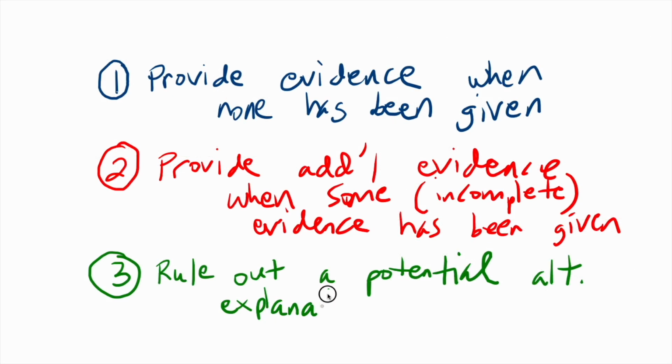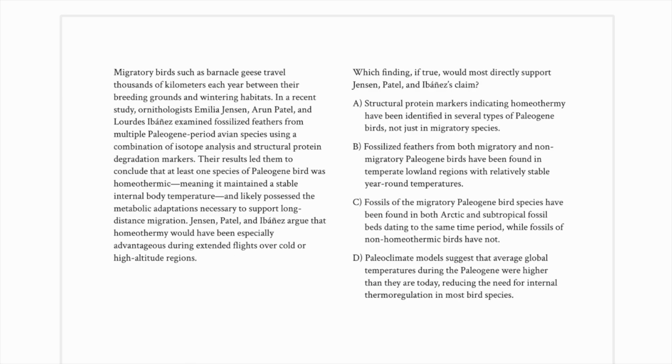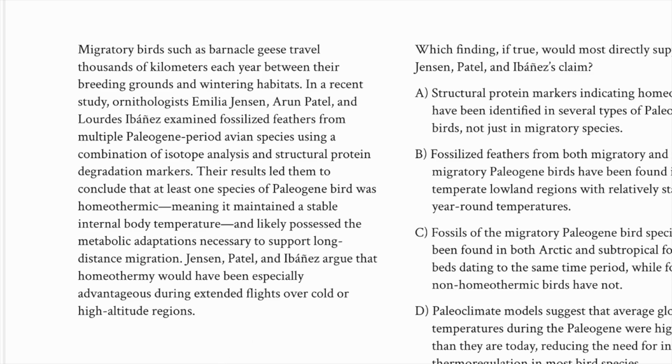But let's go ahead and get into some examples, starting with that most common way of providing evidence when none has been given. So, an unofficial question, but modeled on the kind of thing that you will see on the test. It asks, which finding, if true, would most directly support the researcher's claim? And so we read the passage.